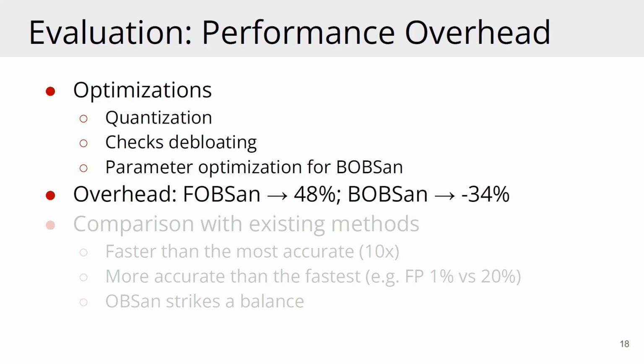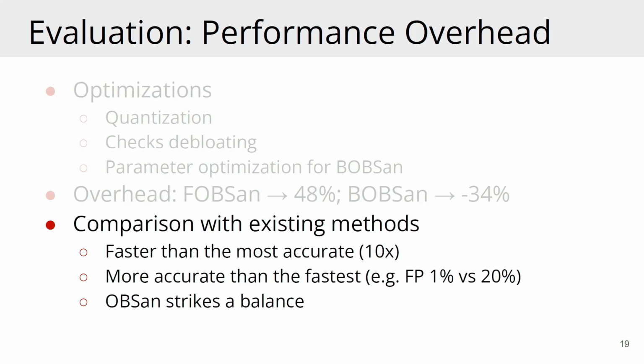With all these optimizations enabled, we are able to lower the overhead of FOBSan from 121% to 48%, and that of BOBSan to minus 34%, where a minus percentage means that the protected model is even faster than the original. And this is mainly because the quantization process we employ is a global optimization applied to the model as a whole.